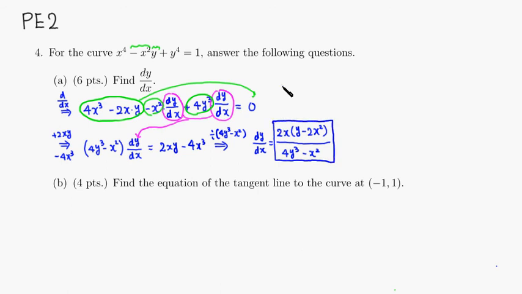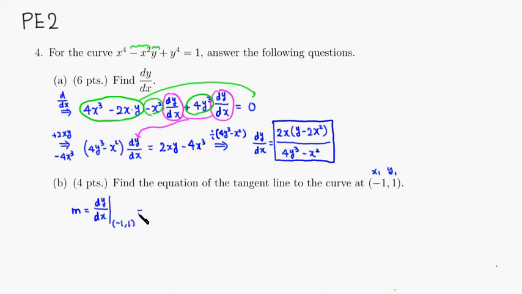Now let's look at part B. We want to find the equation of the tangent line to the curve at negative 1, 1. We know that this is basically our x1 value, and this is our y1 value. So all we need to find is the slope. Slope m can be found by looking at the derivative, dy over dx, because the derivative tells us about the slope of the tangent line, and evaluating it at x equals -1 and y equals 1.